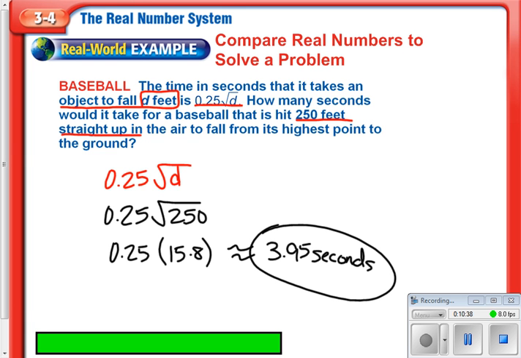This will conclude 3-4, the real number system.